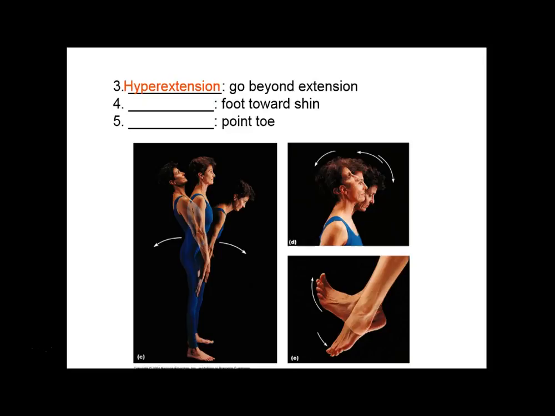That D picture shows you the same thing using only the head. Flex, extend, hyperextend. Now look at the bottom E picture. If I take the bony part of my foot and pull it up towards the bony part of my shin, that's called dorsiflexion. And if I take my toes and move them towards the plantar, you plant your foot firmly on the ground, or I point my toes, that is plantar flexion.